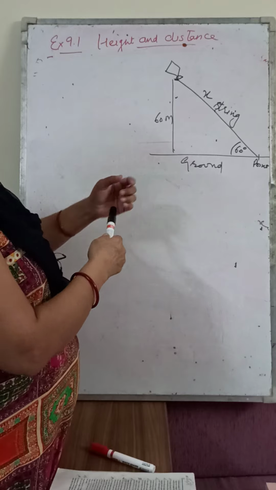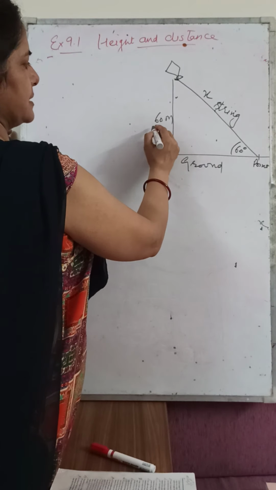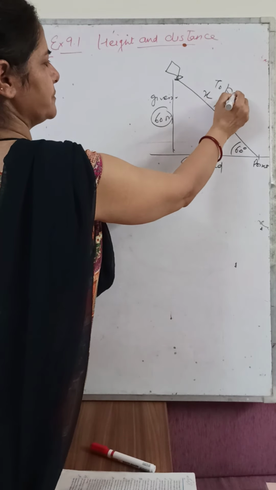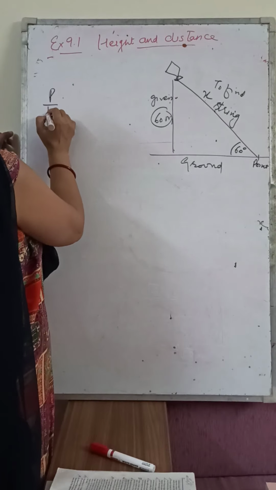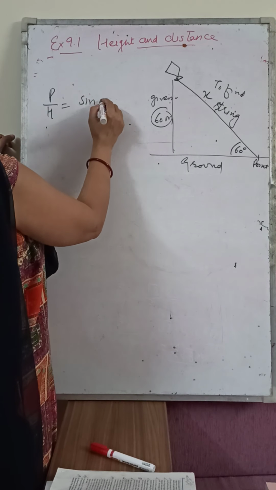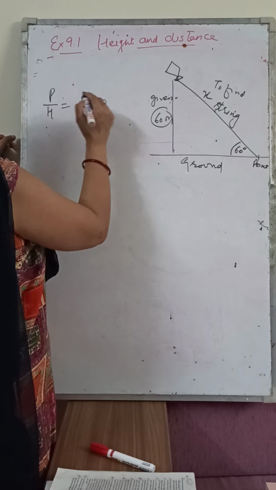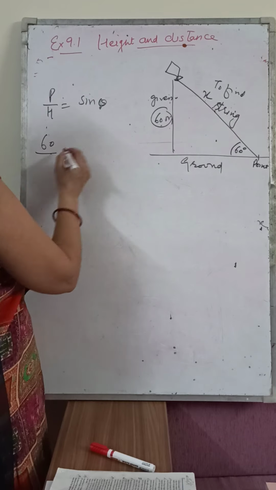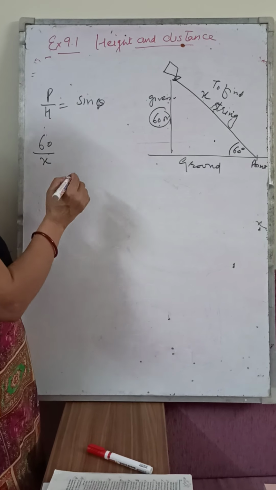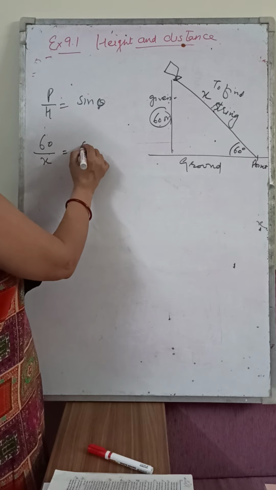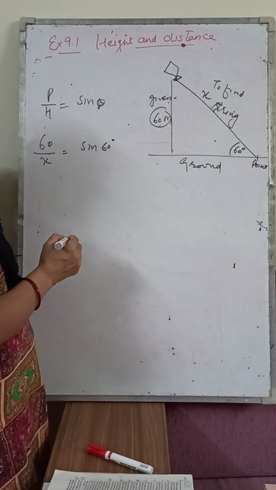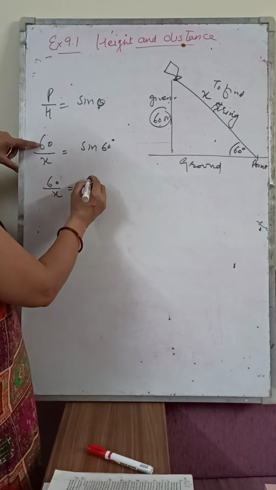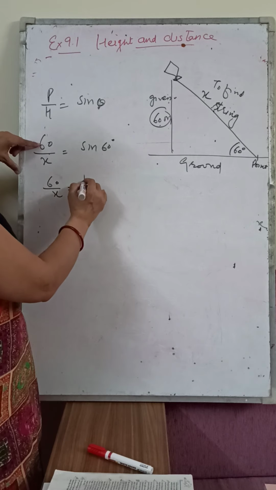So very simple again. Perpendicular is this. This is given. Hypotenuse you have to find. Again, perpendicular upon hypotenuse is equal to sin theta. Perpendicular is 60. Hypotenuse is x, is equal to sine 60 degree. Perpendicular 60 upon x is equal to sine 60 is what?